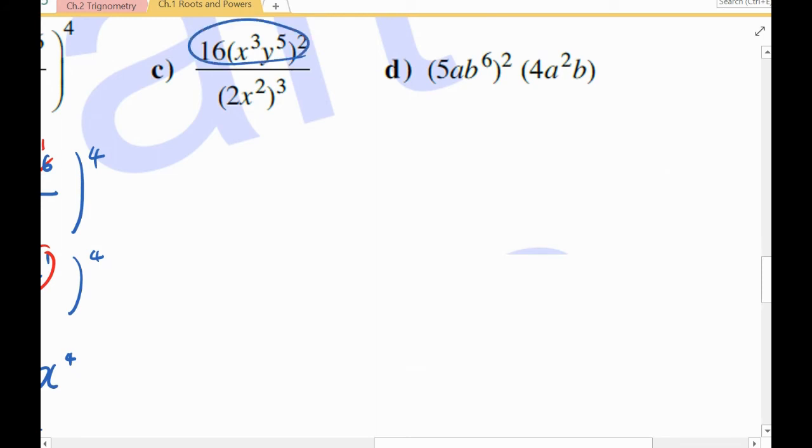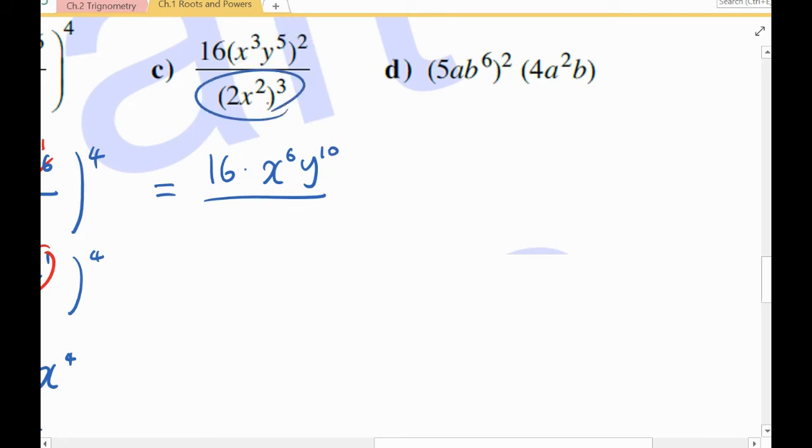So look at the top. I have 16, and inside the bracket, you can just distribute 2 into the bracket. 16 times x to the power of 3 times 2, 6. Y to the power of 5 times 2, 10. Same thing with the bottom. So you're going to distribute this inside the bracket. So you have 2 items. So 2 cubed x to the power of 6. What's 2 cubed? 2 times 2 times 2 is 8.